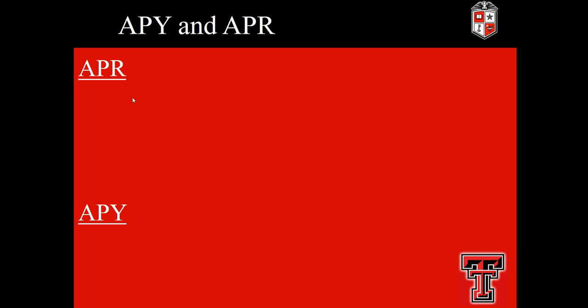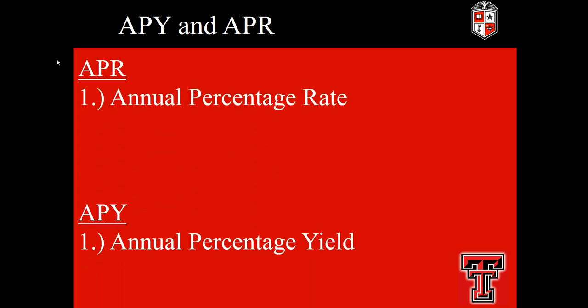When looking at the differences between APR and APY, there are three things about each one of these that I really want you to know. The first thing is simply the definition. APR is an acronym that stands for annual percentage rate. APY is annual percentage yield.